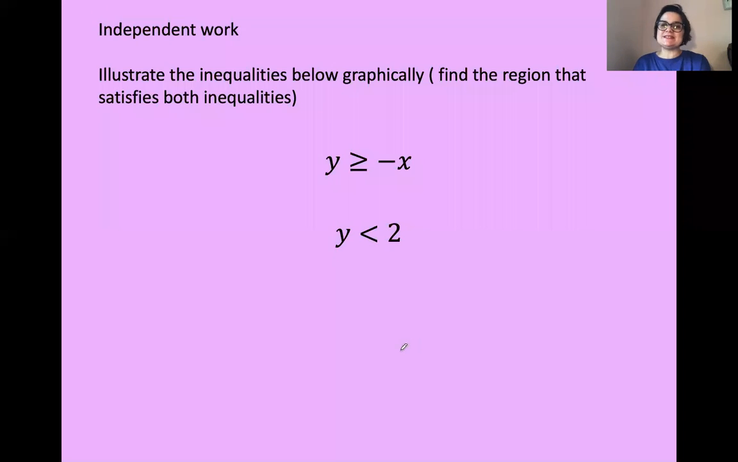Now, this is something for you to work on independently. Illustrate both inequalities graphically. Find the region that satisfies both inequalities. Remember, write wanted for the area that satisfies each inequality. Do not shade that one, shade the unwanted. And you will see how much simpler and easier it is to identify the region that satisfies both inequalities.